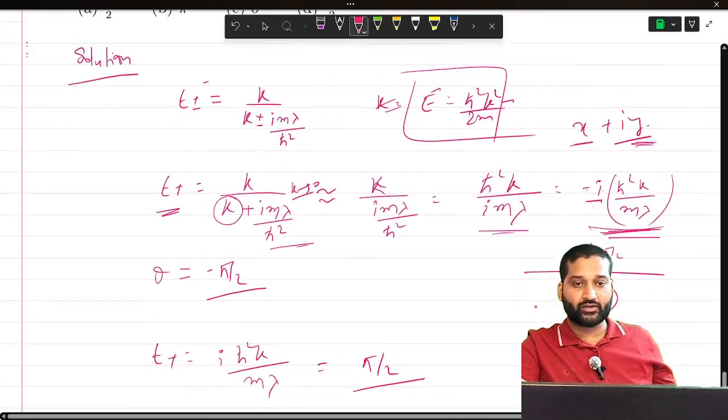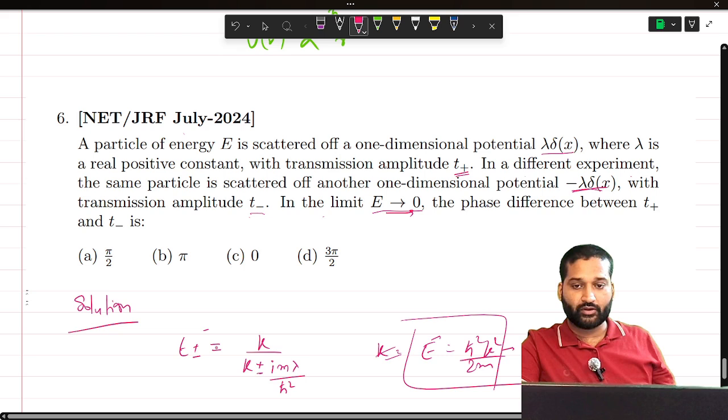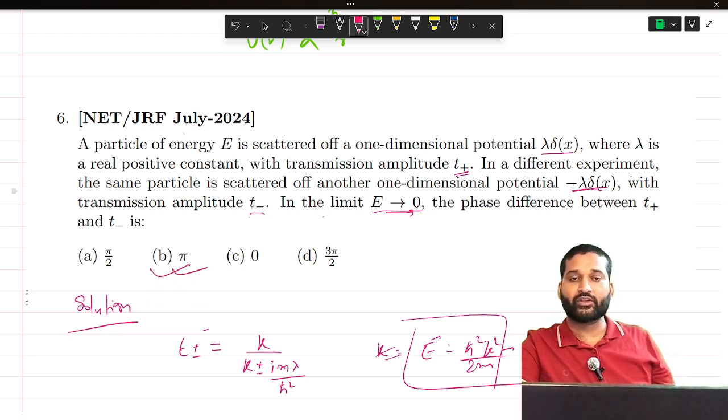So let's look at the solution. Option B is the solution, where B is pi.